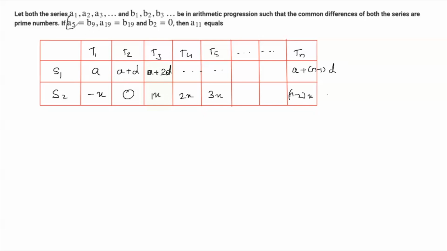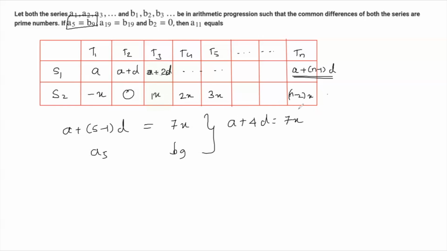We know that A5 is equal to B9. For the first sequence, A5 is the fifth term. It will be A plus (5 minus 1) into D, from the nth term formula of the AP. And B9 is the ninth term of the second AP. We have seen that the nth term is (n minus 2) into x. So for the second AP, the ninth term B9 will be (9 minus 2) into x, that will be 7x. The question tells you these two are equal. So from this, we can conclude A plus 4D shall be equal to 7x.